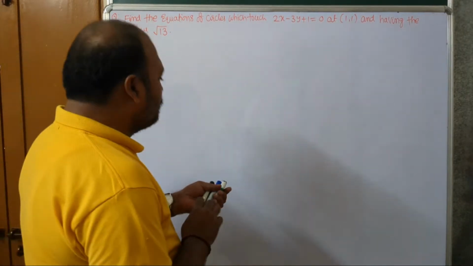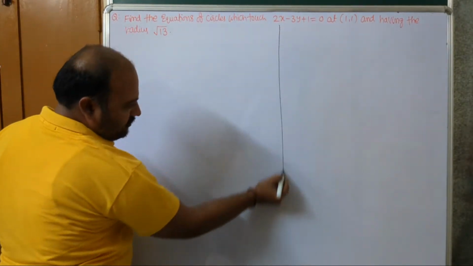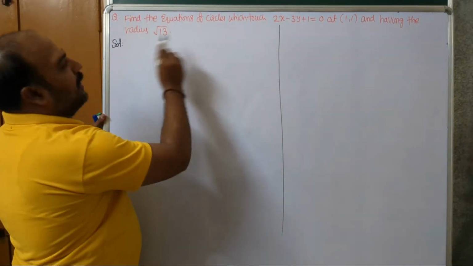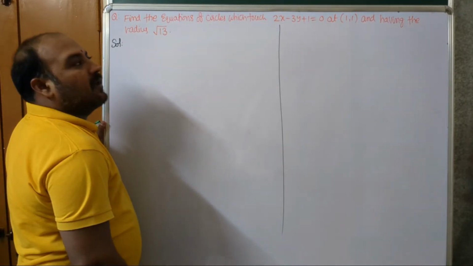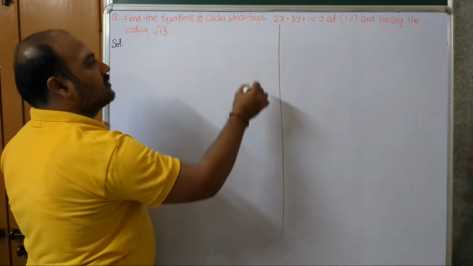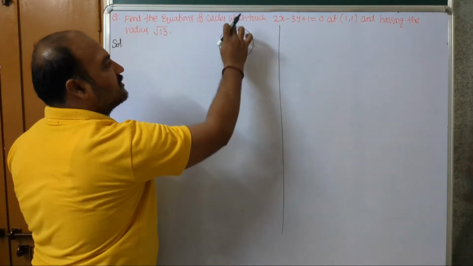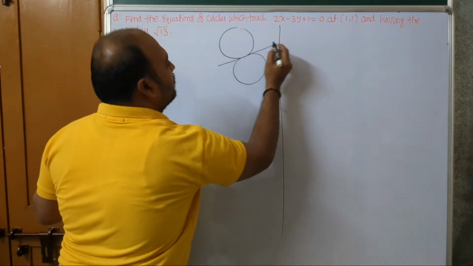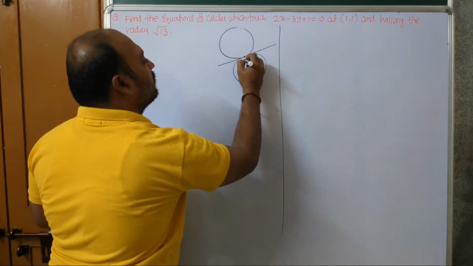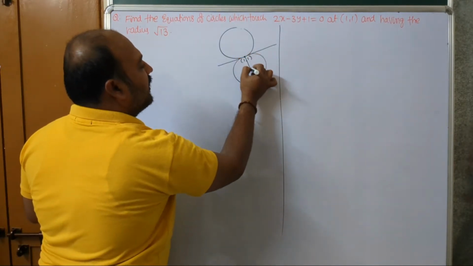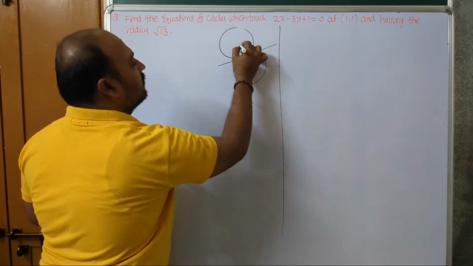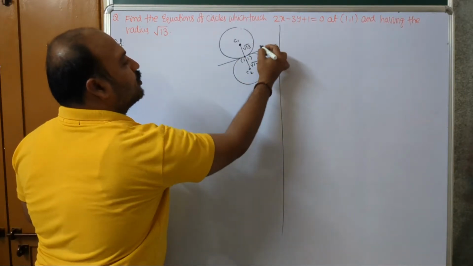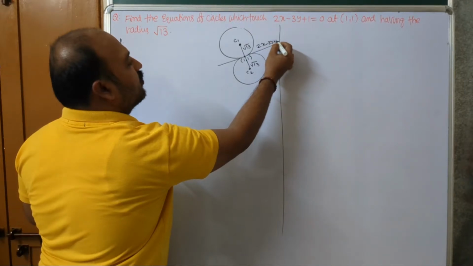So first we need to draw the rough figure of this question. Find the equation of circles which touch 2x minus 3y plus 1 equal to 0 at 1, 1. So this is one circle, and this is another circle, at the point 1, 1, with radius root 13. Here are center 1 and center 2, and this line is 2x minus 3y plus 1 equal to 0.